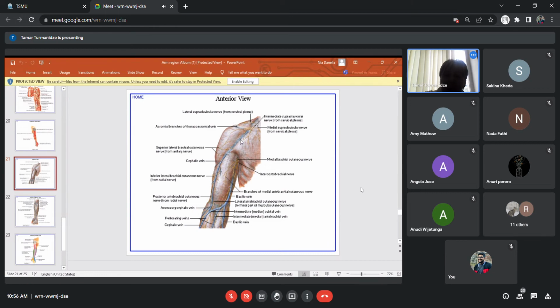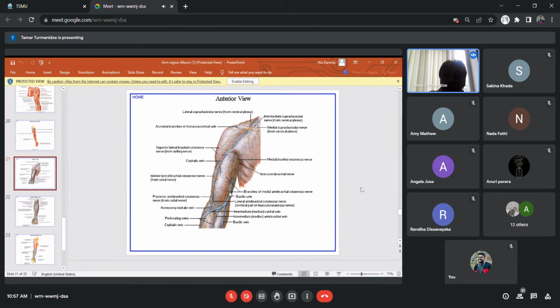On the lateral side the cephalic vein is accompanied by cutaneous nerves, superior and inferior lateral cutaneous nerves. Superior lateral cutaneous nerve comes from the axillary nerve, inferior lateral cutaneous nerve comes from the radial nerve. With these nerves it innervates the skin of the lateral part of the arm region. On the medial side, the basilic vein is accompanied with the medial cutaneous nerve of the arm. This is that cutaneous nerve which comes from the medial cord of the brachial plexus.